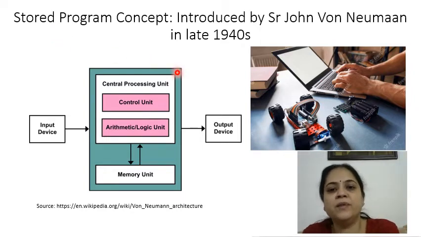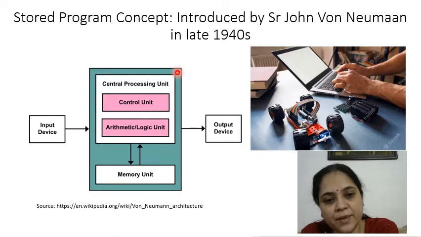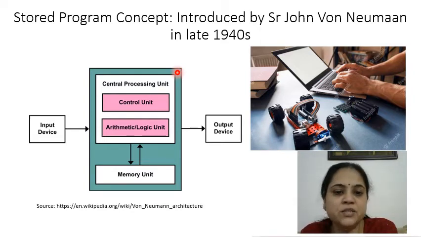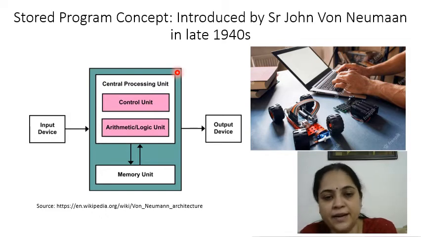The stored program concept was introduced by Sir John von Neumann in the late 1940s. This architecture has three broad components. One is the input device, the second is the output device, and in between there is something which is called processing. This processing is being done by the central processing unit. It takes help of other units which are known as the control unit and the arithmetic logic unit.